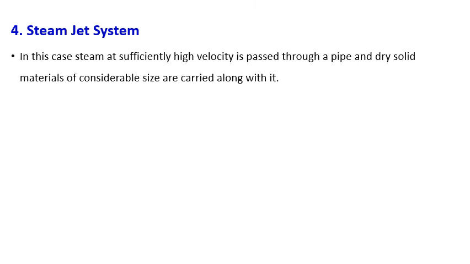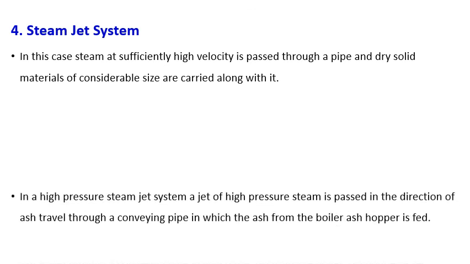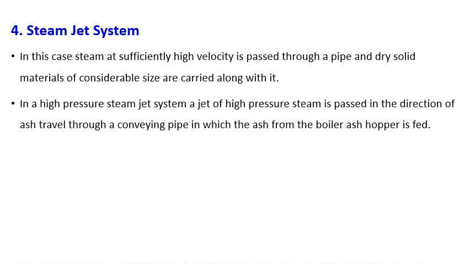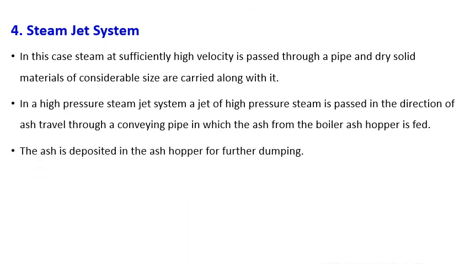Next one is a steam jet system. In this system, steam at a sufficiently high velocity is passed through the pipe and carries dry solid material of considerable size. Wherever I have a steam power plant, there will be some excess or waste steam. They make use of this steam jet over here for ash dumping. The high pressure steam jet passes in the direction of ash travel through the conveying pipe, in which ash from the boiler ash hopper is fed. The ash is deposited in the ash hopper for further dumping.